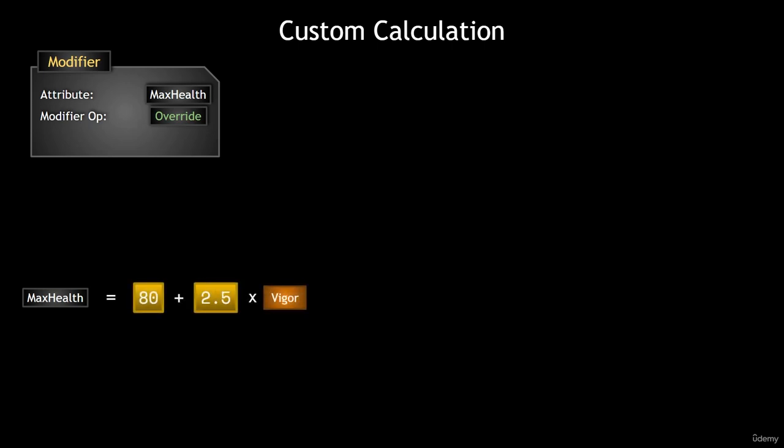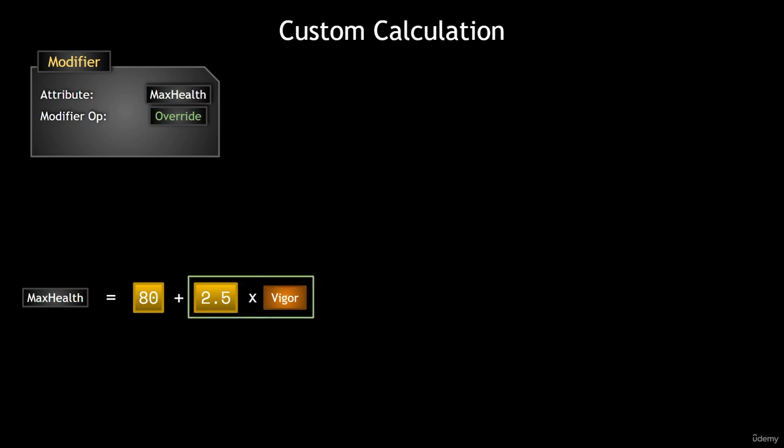Let's say we have a modifier, and the attribute that we'd like to affect is max health. And we'd like to use override. Let's say we'd like this to be in our infinite gameplay effect so that our max health is dependent on other attributes. Now, let's say that we'd like our max health to be equal to some base value, say 80, plus a multiplier multiplied by our vigor attribute. We know how to do this.